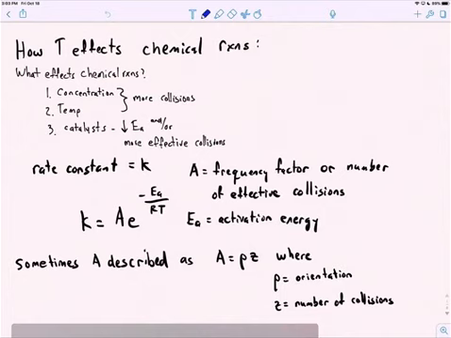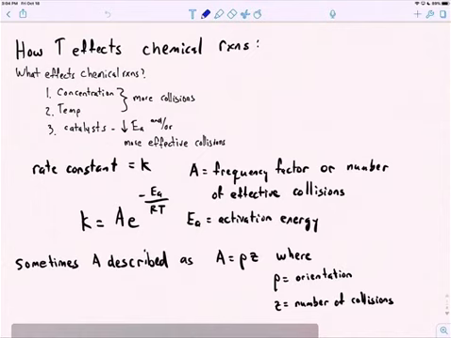If there's more stuff, imagine you're in a crowd of people and you're moving around. How can you increase your likelihood of bumping into someone? Well, if you're in a crowded room, like an airport during a really crowded time period, yeah, you're more likely to run into people when it's really crowded. So likewise, the higher concentration.